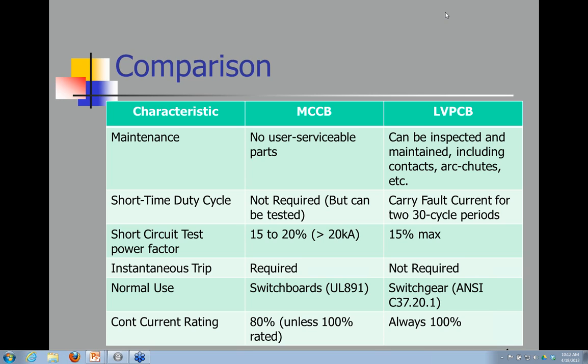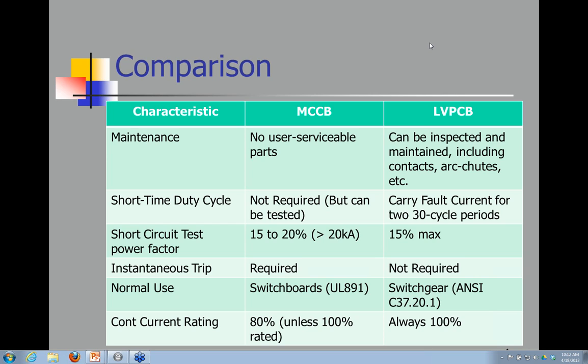As we said, the normal application for molded case circuit breakers is going to be things like switchboards. This is UL 891. Also, of course, panel boards, motor control centers, those types of devices. The low voltage power circuit breakers are applied typically in draw-out type switchgear. These are going to take significantly more space, and the switchgear requires front and back access, whereas you can buy the 480-volt switchboards that are front access only. So if you have space constraints, using low voltage power circuit breakers can be a bit of an issue.